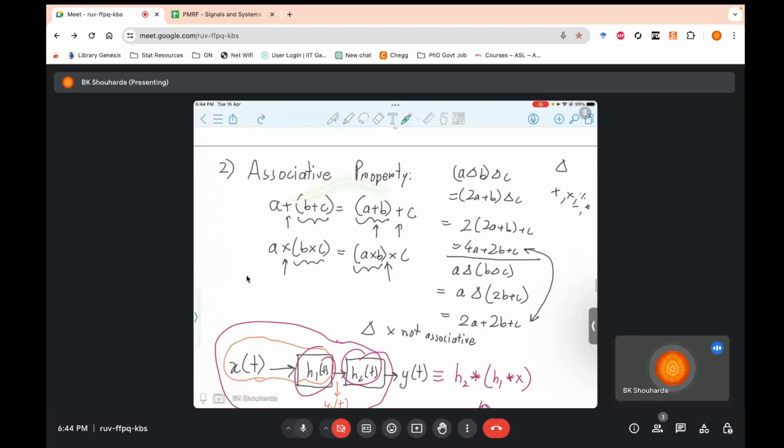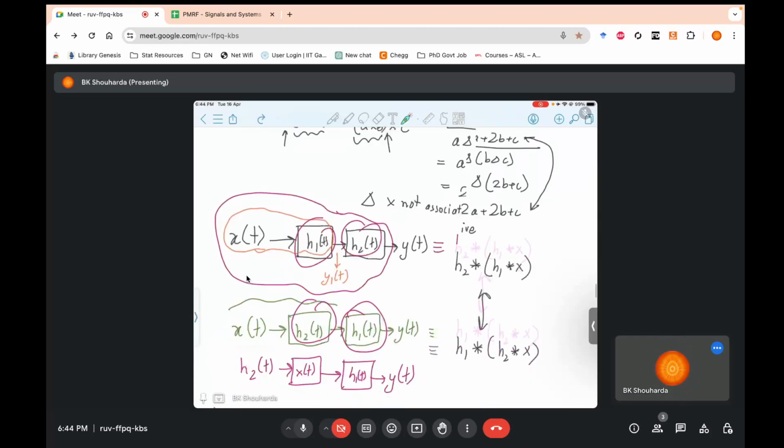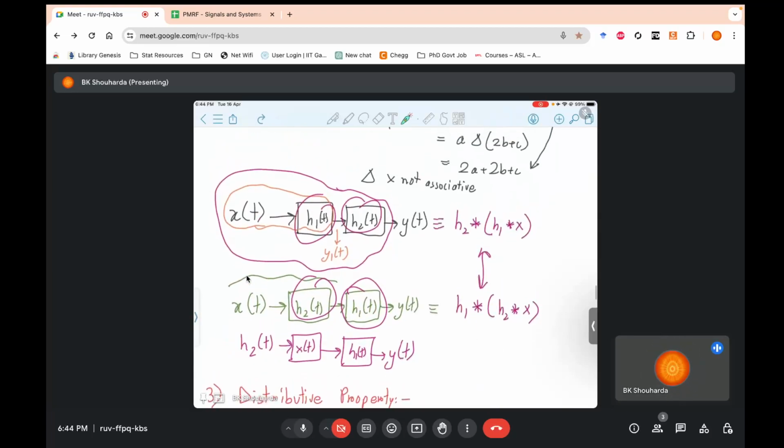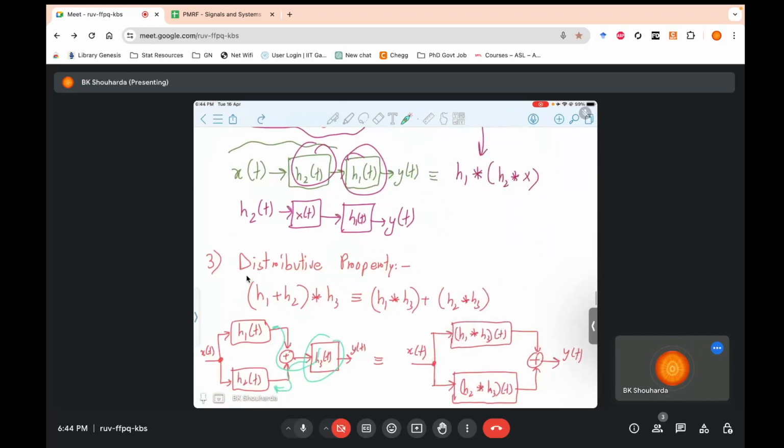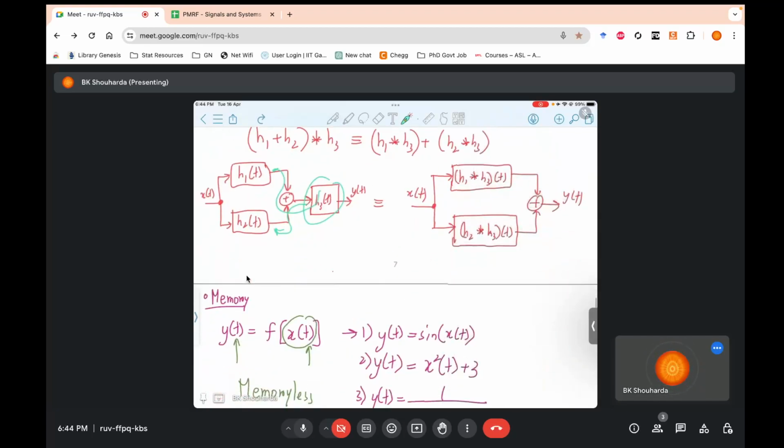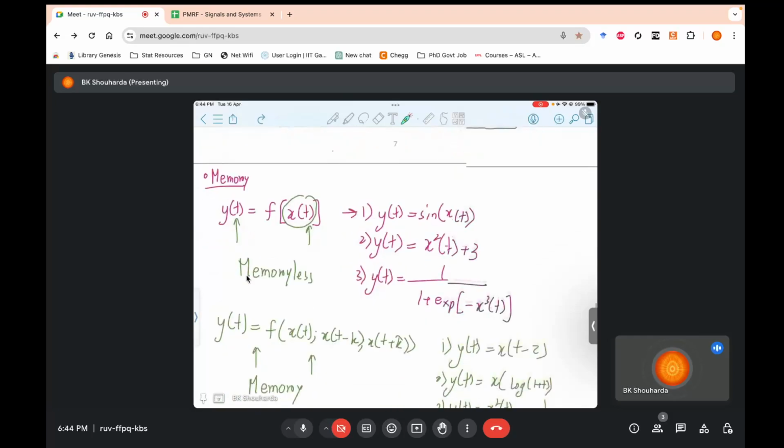So this was the associative property. A plus b plus c is a plus b plus c. That's very simple. It's simple algebra. And LTI systems show this commutative and associative property. This is distributive property. Nothing much to discuss over here.